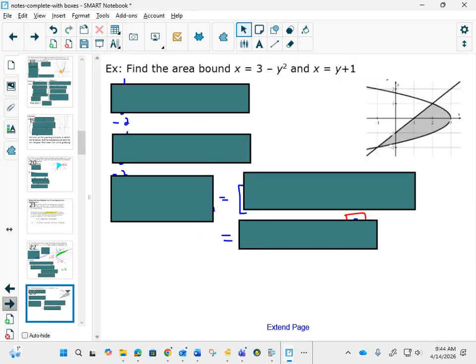In some examples, it is way better to do partitioning the y than the x. In this example, this blue part is further to the right. This green part is further to the left. So if we partition the y, which we're going to do, it's just going to be blue minus green.